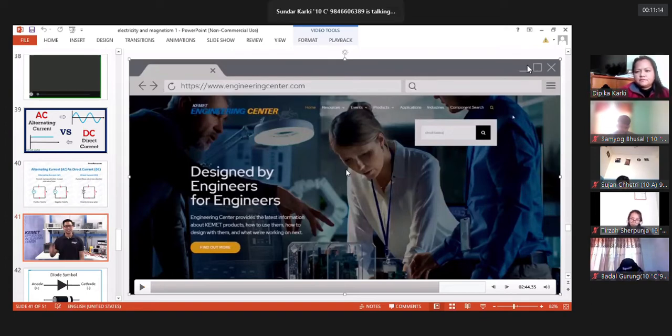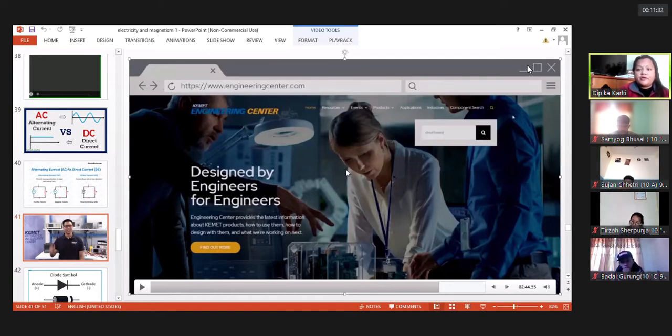Single direction, and this AC flows in both. Yes, it changes its polarity with time, okay? In Nepal, in 1 second, 50 times, okay? Correct, the direction of the current or the polarity of the current changes how many times? 50 times. In the US, that is 60 hertz, okay?